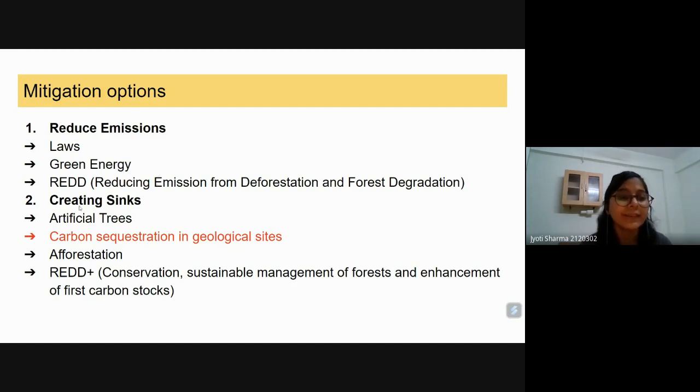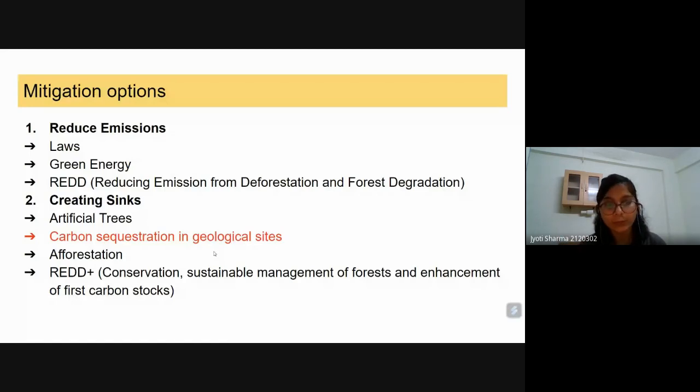Then creating sinks: how can we create the sink, how can the greenhouse gas be stored? The one is artificial trees. We are growing the trees, we are planting the trees so that a sink can be created. Then we have some geological sites in which mining has happened earlier. So in the mining area, there have been some calcium carbonate stones or rocks. In that mining area, what we can do is store the CO2.